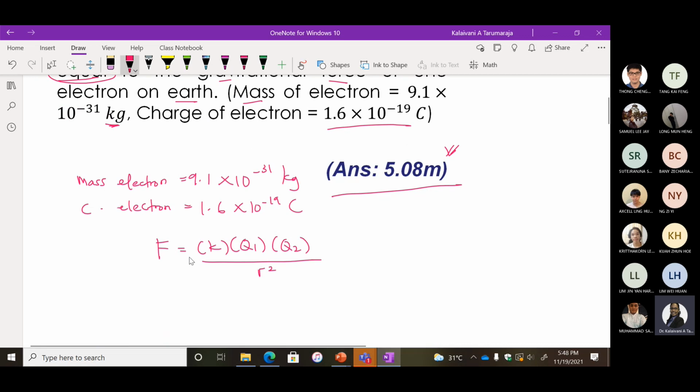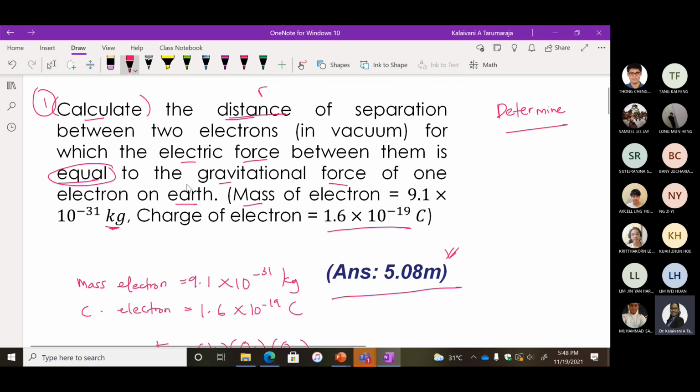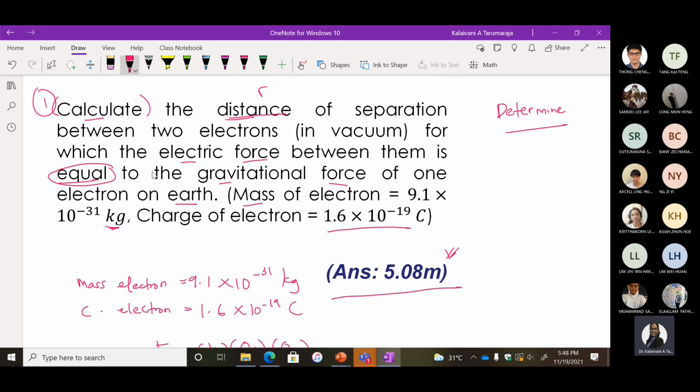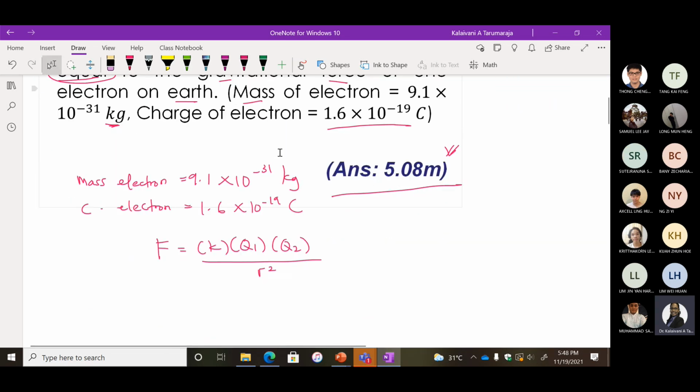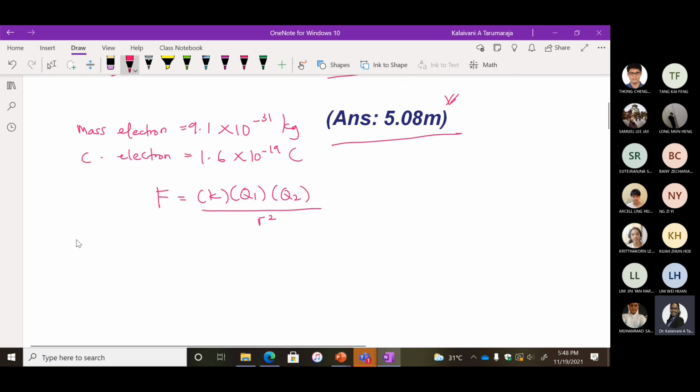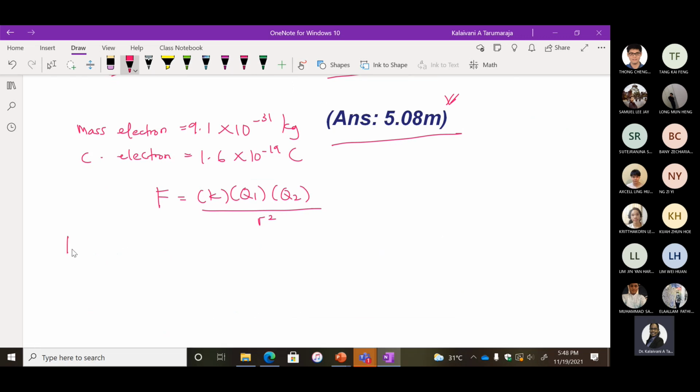Once I get the equations, I need to justify some things here. The most important thing is I need to convert a kilogram into a Newton. And at the same time, they already let us know that the force for electrical and gravity are equal. I think most of you know about this one. Once you have milligrams or kilograms, you need to convert to Newton.